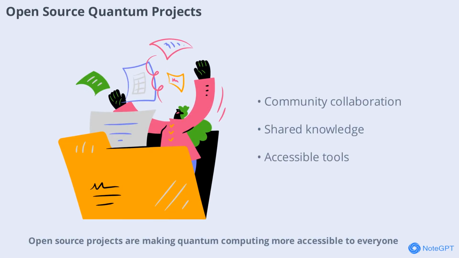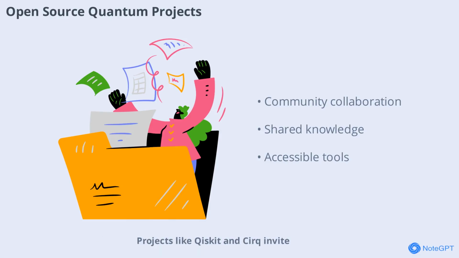Open-source projects are making quantum computing more accessible to everyone. By sharing code, tools, and knowledge, the community is accelerating the pace of discovery. Projects like Qiskit and Cirq invite contributions from developers around the world, fostering collaboration and learning.